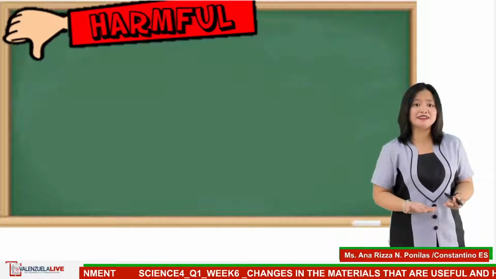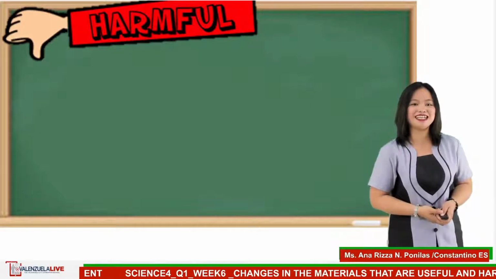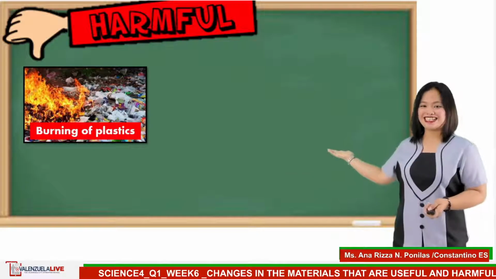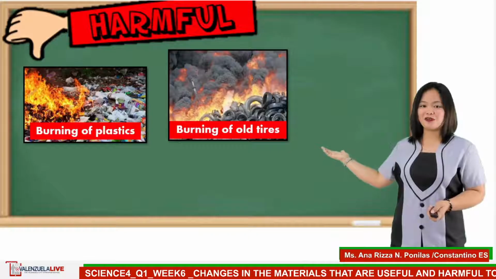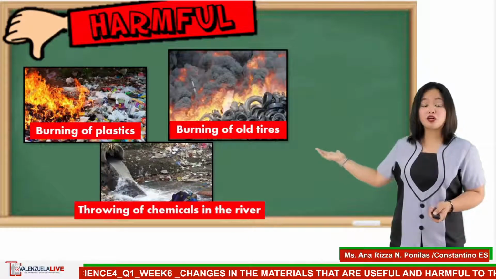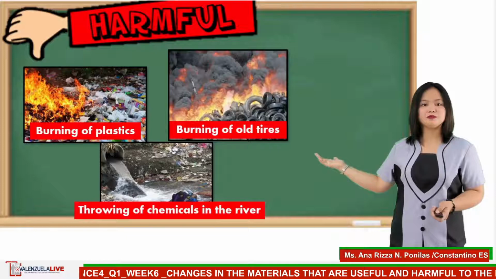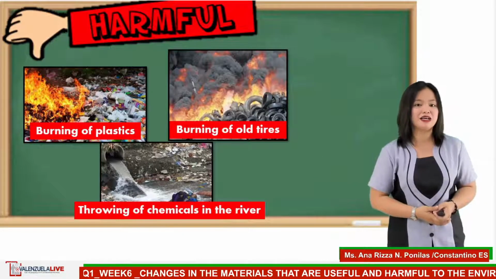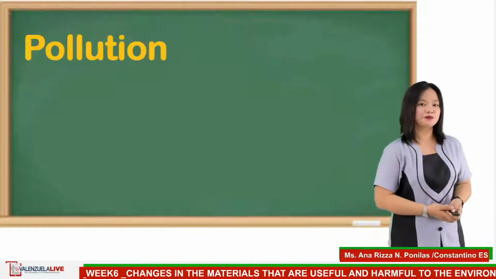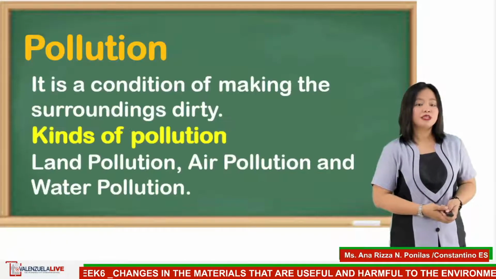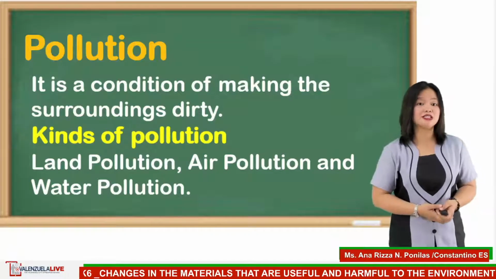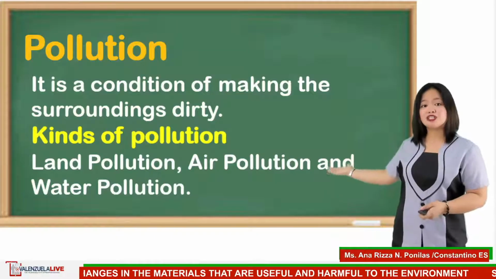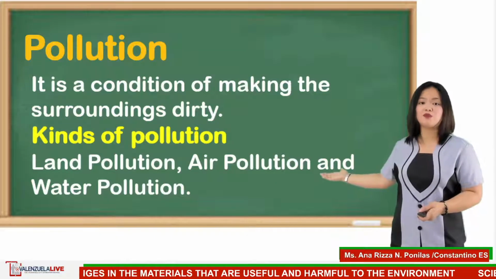On the other hand, examples of changes in the materials that are harmful to the environment are burning of plastics, burning of old tires, and throwing chemicals in the river. They are harmful because they can cause diseases to humans and animals or can cause pollution. Pollution is a condition of making the surroundings dirty. The different kinds of pollution are land pollution, air pollution, and water pollution.